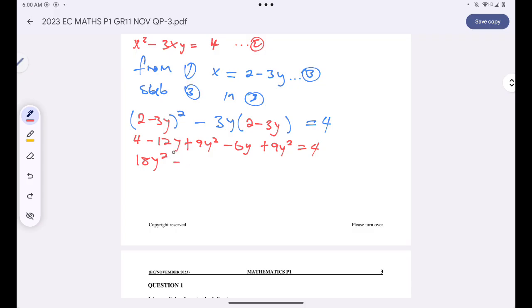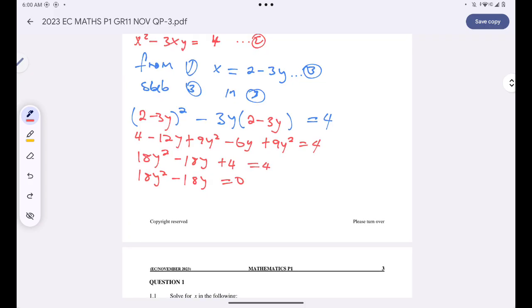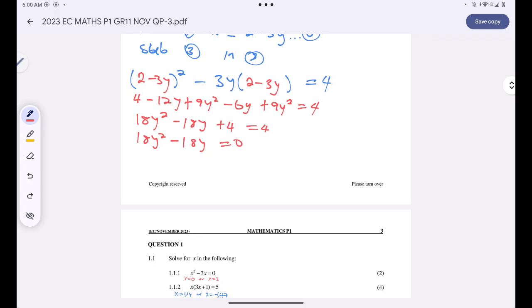minus negative 12 and negative 6, minus 18y plus 4 is equal to 4. This will give me 18y squared minus 18y is equal to 0, because when I bring the 4 to the other side, the 4's will just subtract one another. I can divide every term here by 18, and then I'll have y squared minus y is equal to 0.